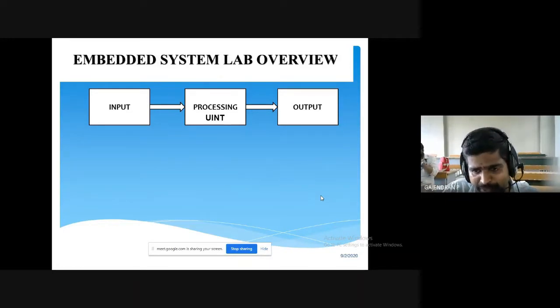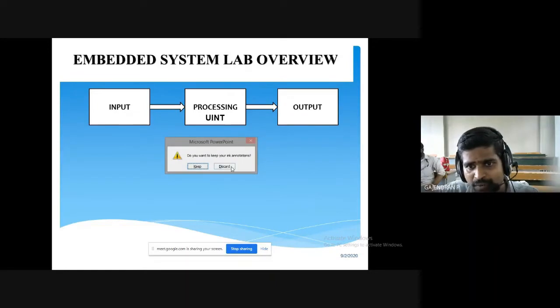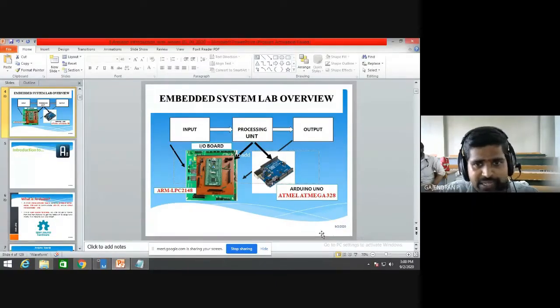Can anyone type it in the chat box? Where did we do this kind of experiment? The same kind of block we have already used. Can anyone type where we have used it? Hello? Can anyone respond?